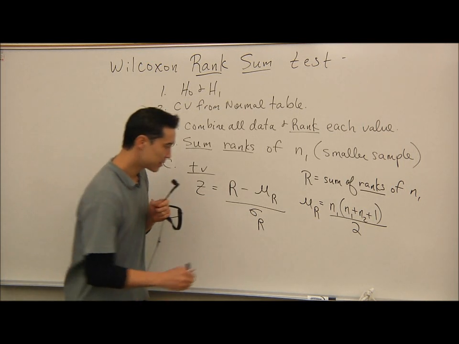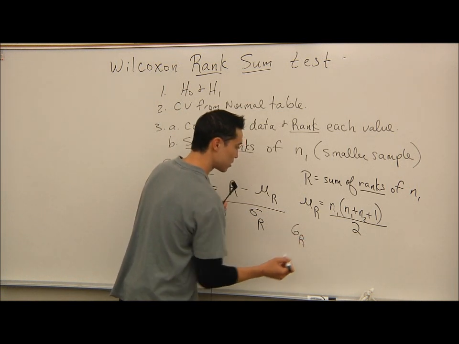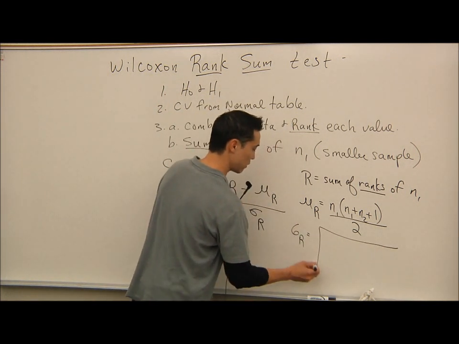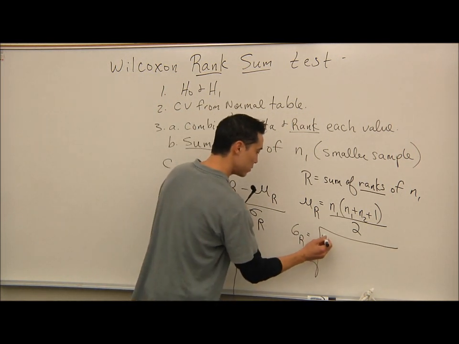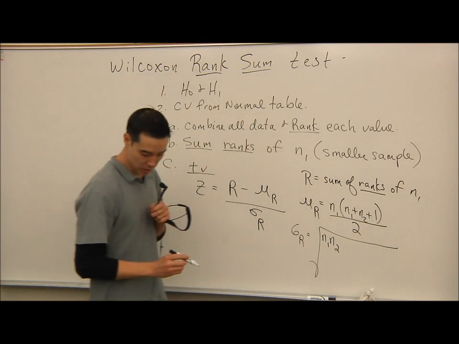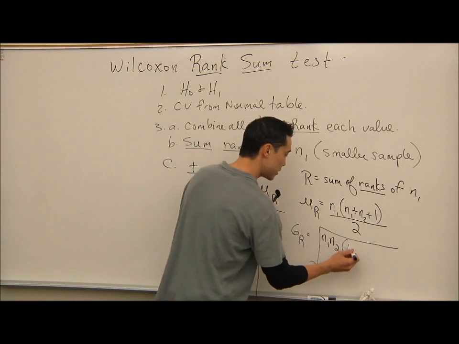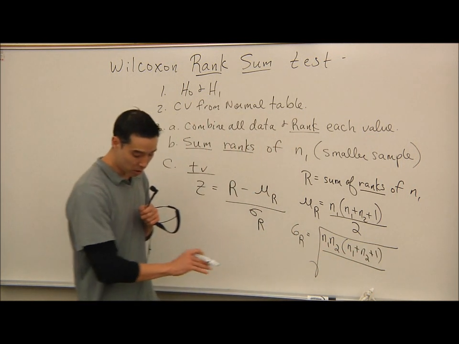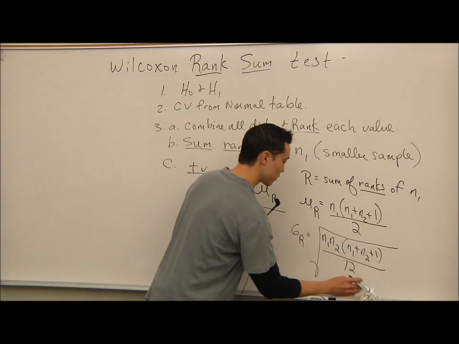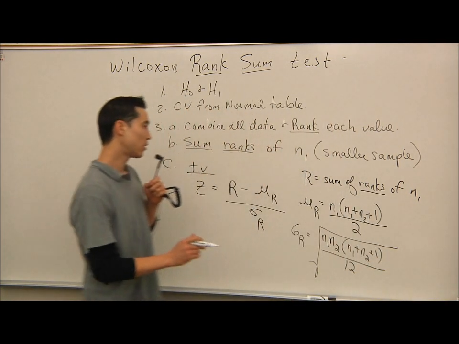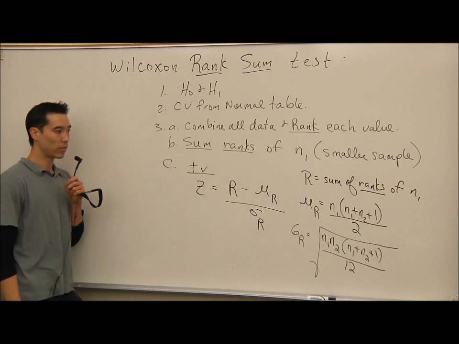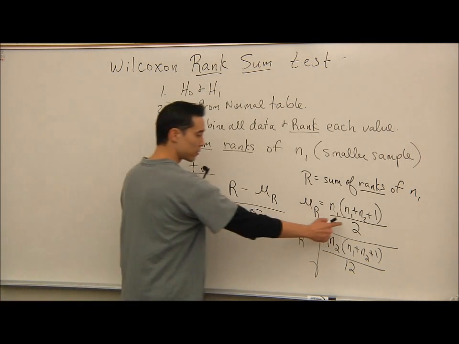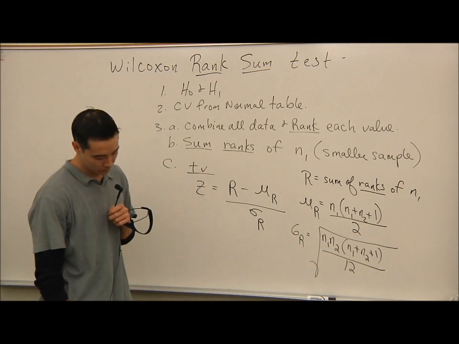Okay? And then sigma sub R is another formula, our standard deviation. It's a big square root, and we have N1 times N2. So N1 times N2, parentheses N1 plus N2 plus 1, all divided by, and this is all underneath the square root, 12. Okay? So please make sure you have all of that information, because that's what we're going to have to use when we go through the problem. It's always 12? Yes, 12. This one's always 2, and this one's always 12. Okay?